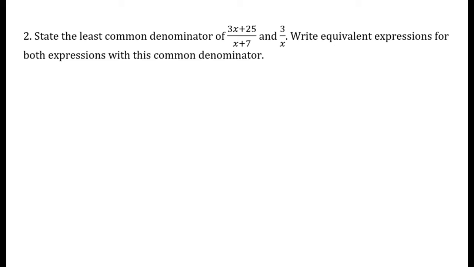Number 2, state the least common denominator of these two rational expressions. So the least common denominator is, well, this has a denominator of x + 7. This has a denominator of x. So I want them to be the same. But there's no way I can just make this x into an x + 7. So our least common denominator is x times (x + 7). You need a factor of x, and you need a factor of x + 7.